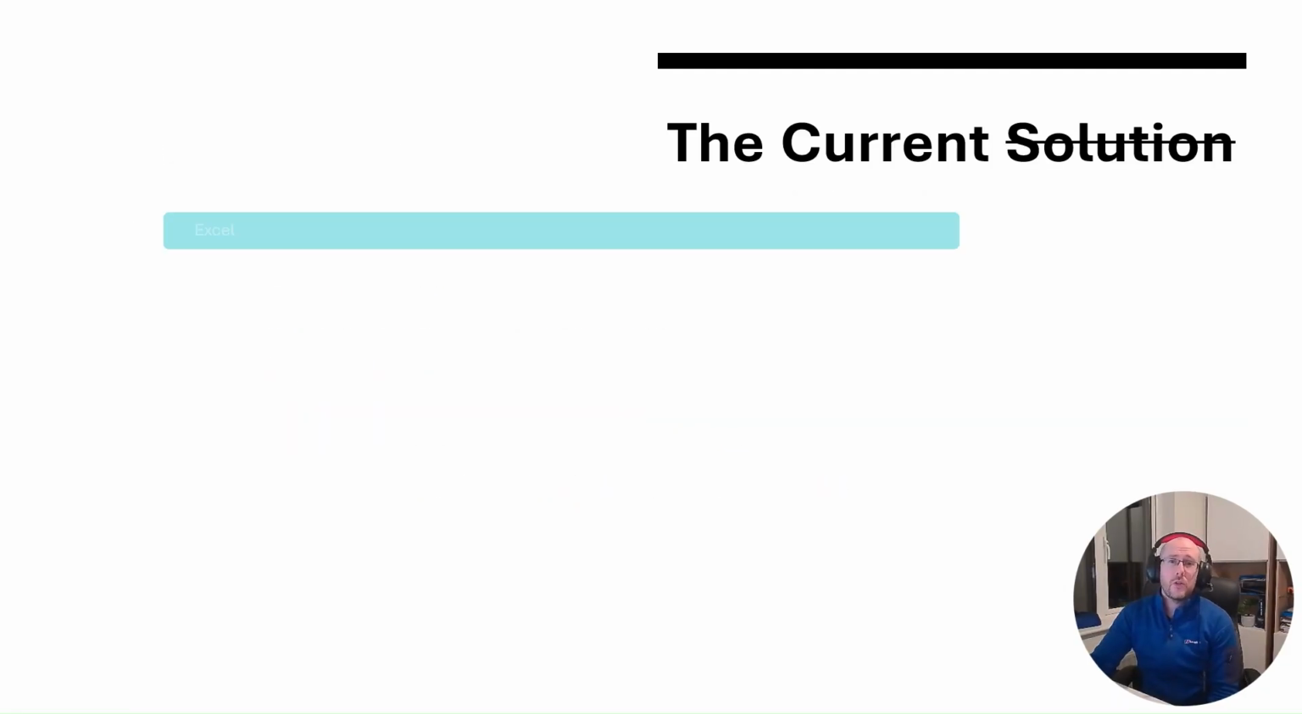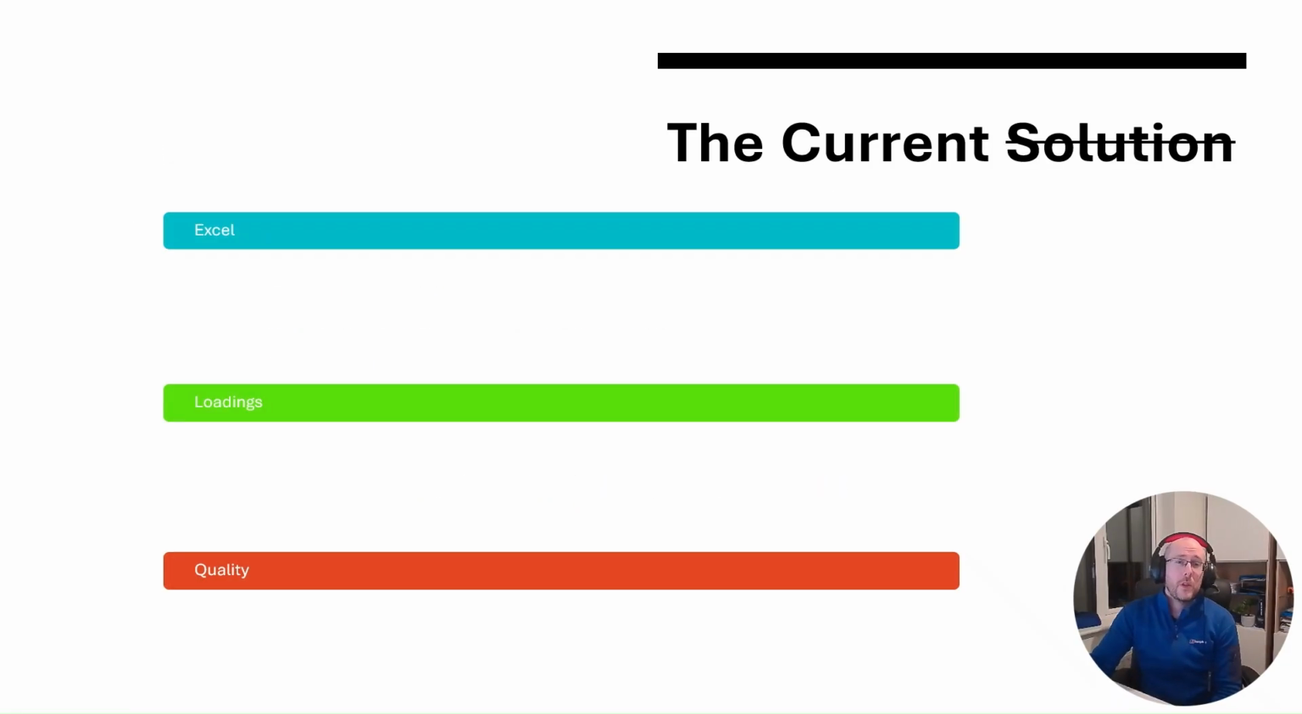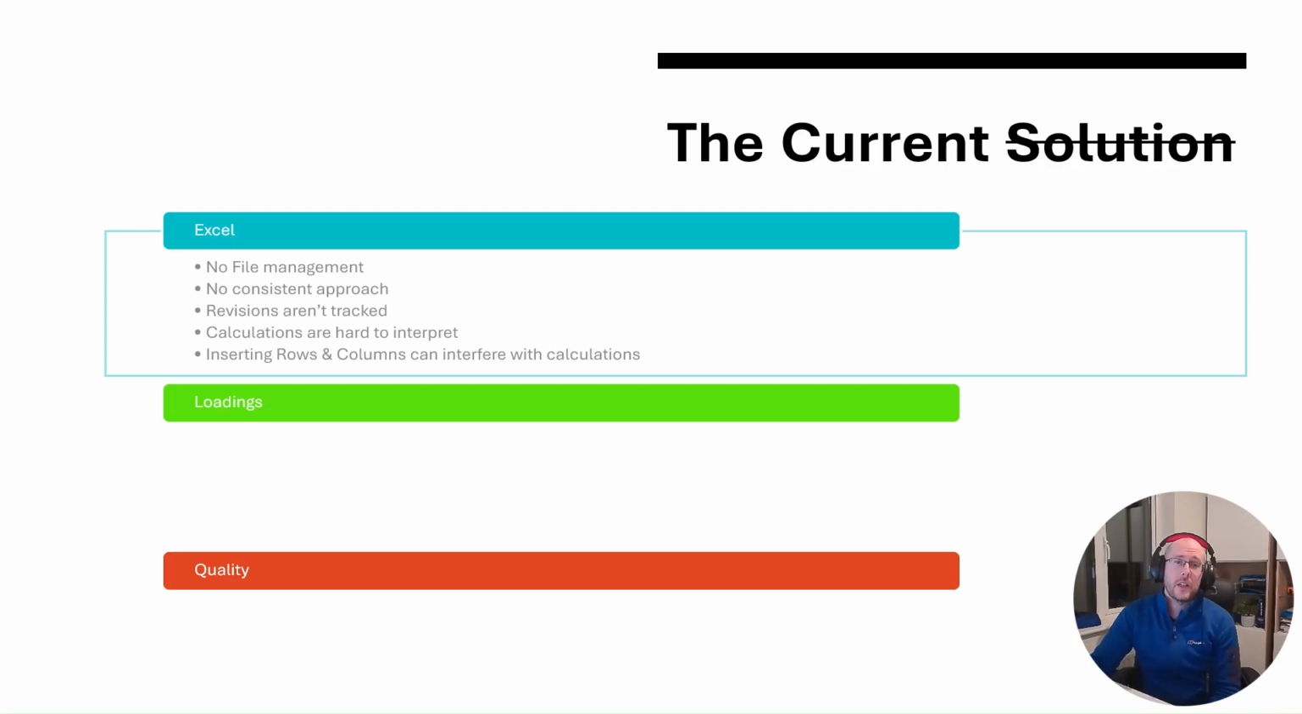So if we were to just recap over what we just went through, we can break it down to three main headings: use of Excel, loadings, and quality. In terms of using Excel, there's no real file management system. There's no consistent approach between engineers, within an organization, and between organizations. Revisions to this tabulated data aren't tracked. Calculations there are hard to interpret. And even certain rows and columns within an Excel sheet can interfere with internal calculations.